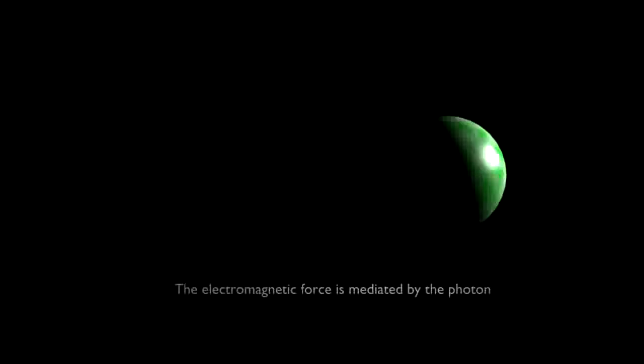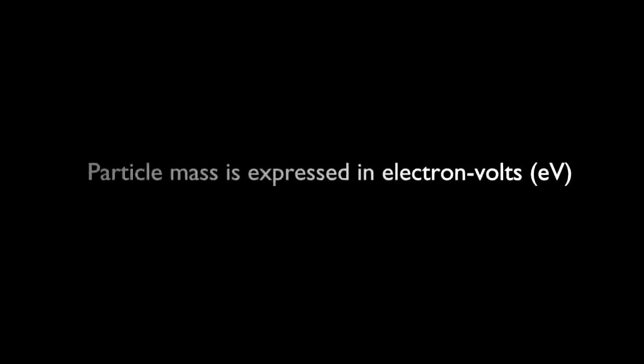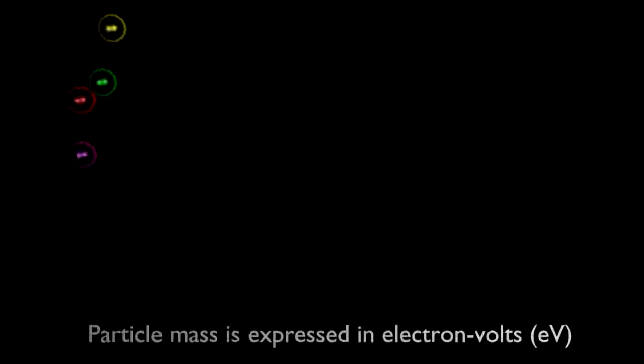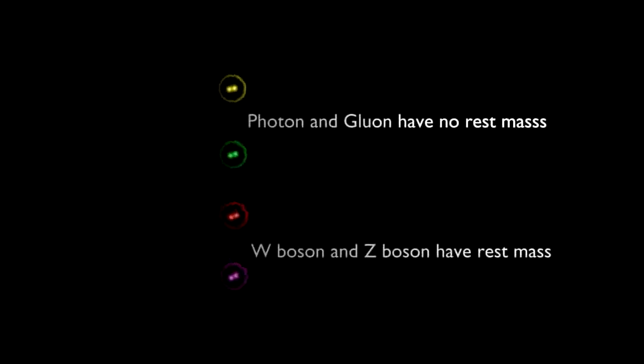The weak force and the electromagnetic force are described in quantum electrodynamics, which unifies these two forces into an electroweak theory. Interactions in the nucleus also account for the neutrino, which has no charge. All the fermions have rest mass, which is expressed in terms of energy using E is equal to mc squared to convert from one to the other. The W and Z bosons have rest mass, but the photon and gluon have no rest mass.